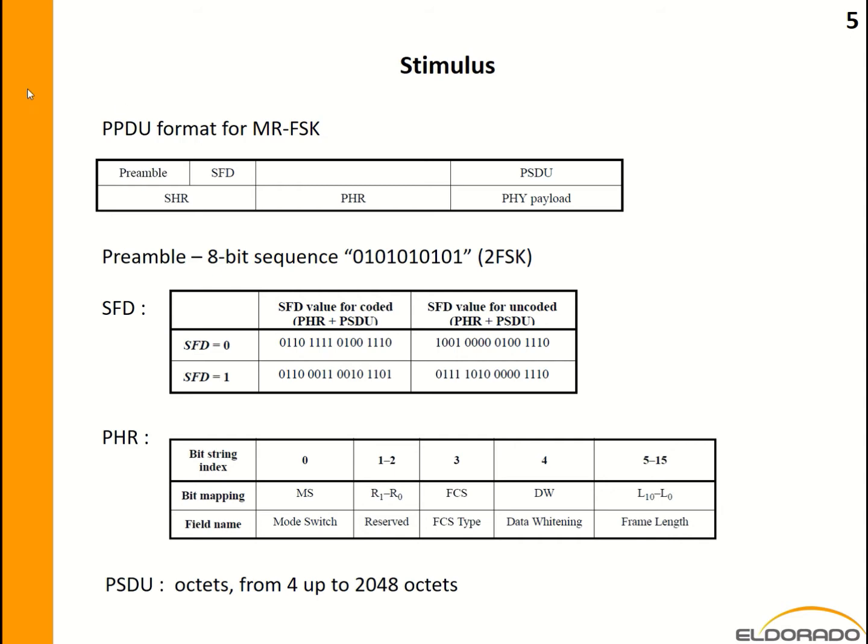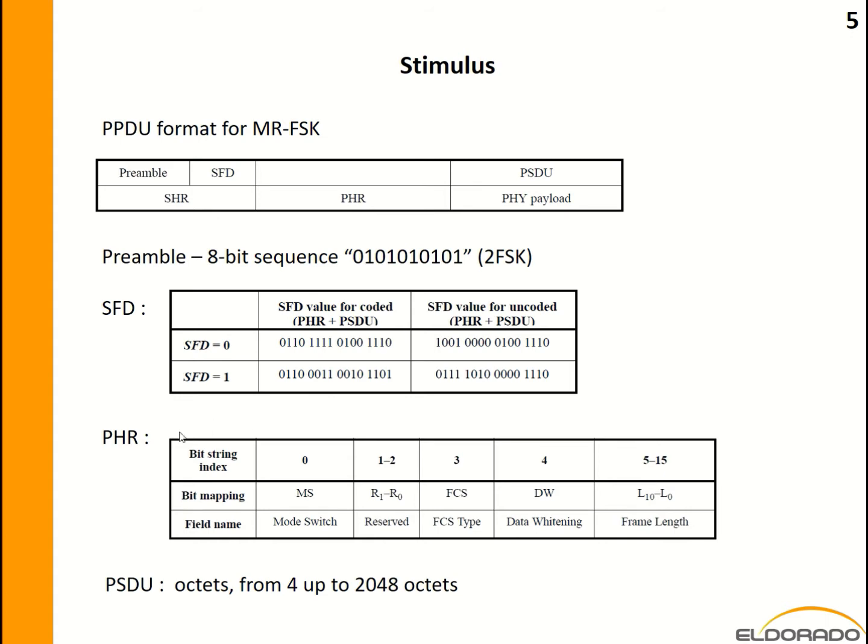Stimulus. This is the format of the frame that is the stimulus for the MR-FSK. The SHR is composed of the preamble and SFD. The preamble is an 8-bit sequence that repeats according to the number of octets configured. The SFD has 4 possible values, depending on whether it is coded or not.